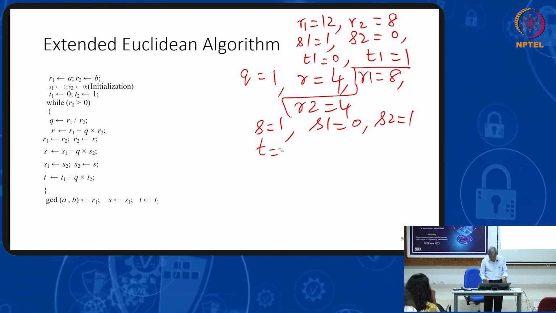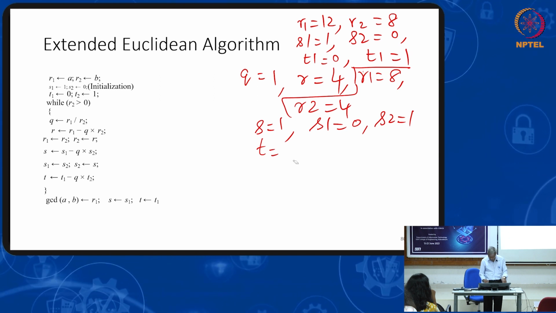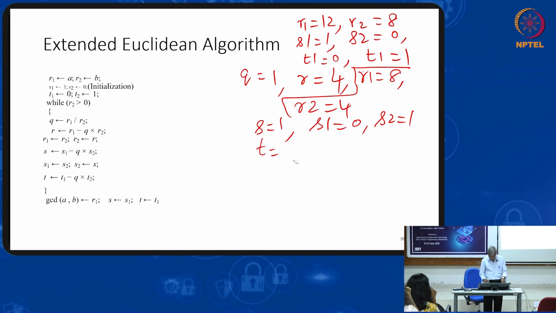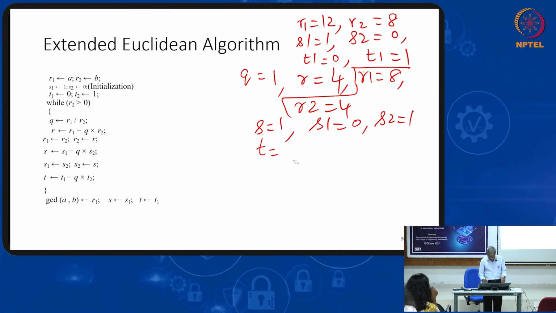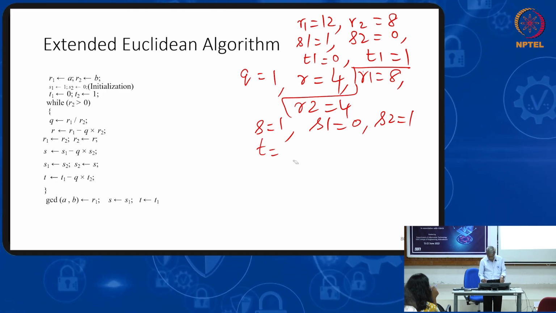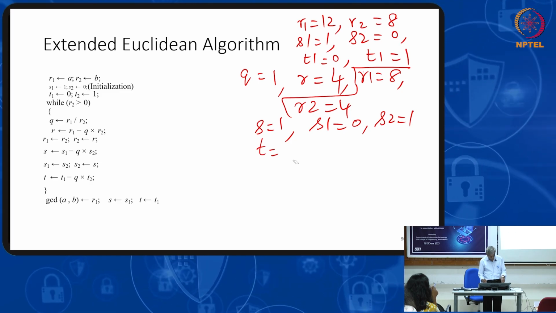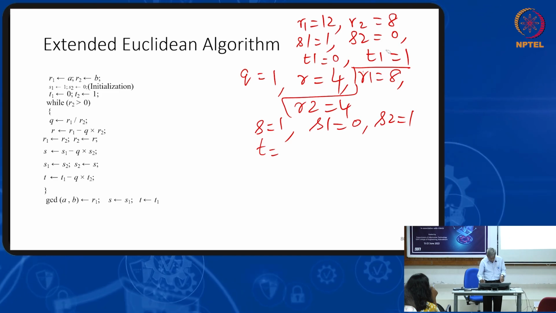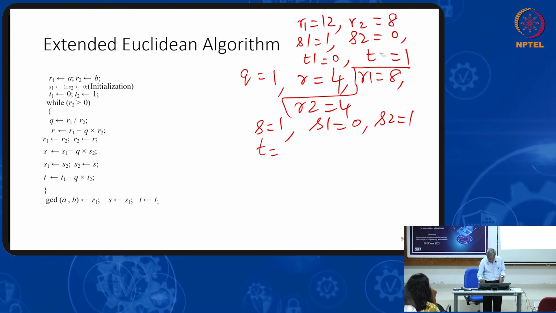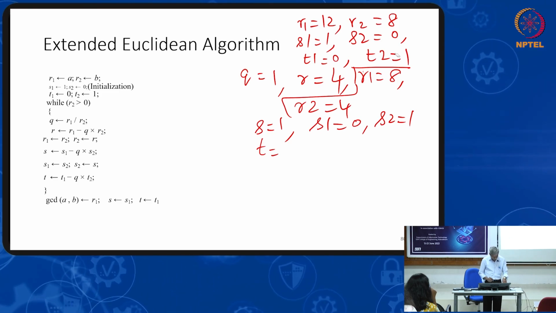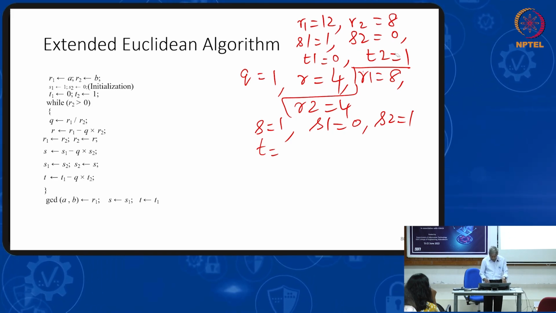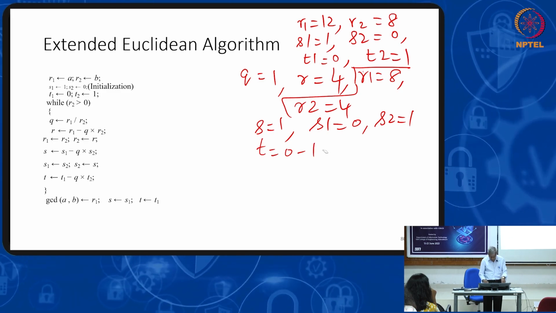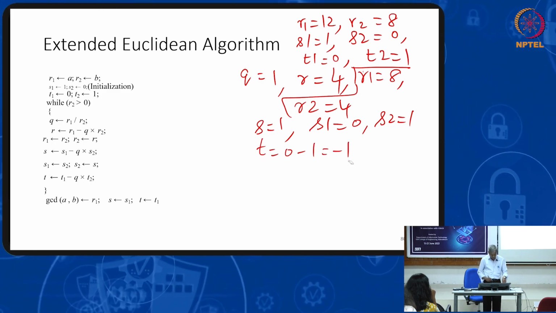T equal to T1 minus Q T2. T1 is 1, minus Q into T2, which is 1. So T equal to T1 minus 0 minus Q T2. That is 1. T equal to minus 1.